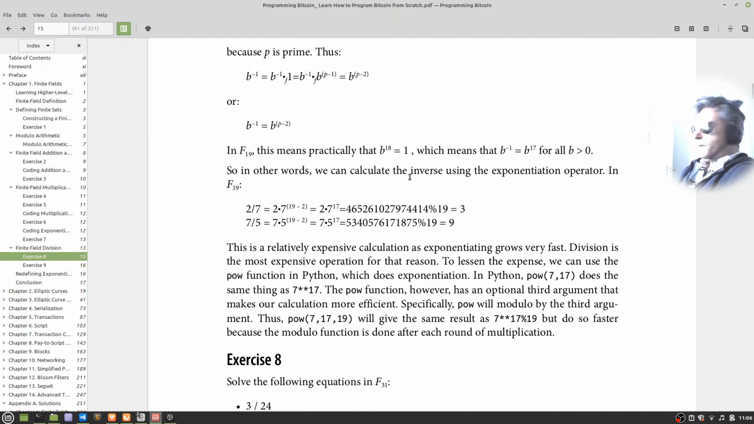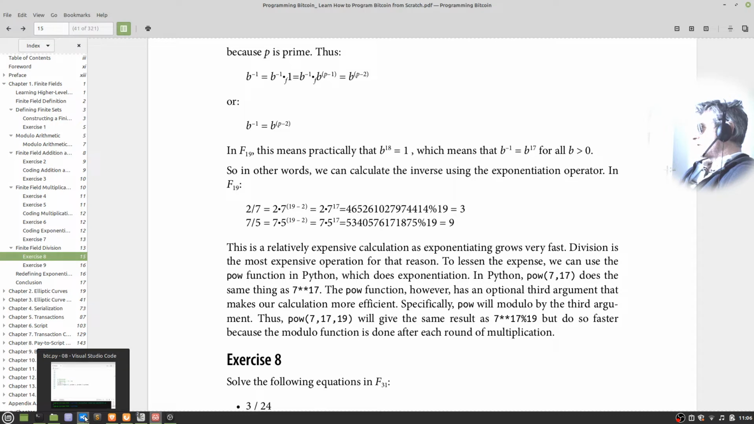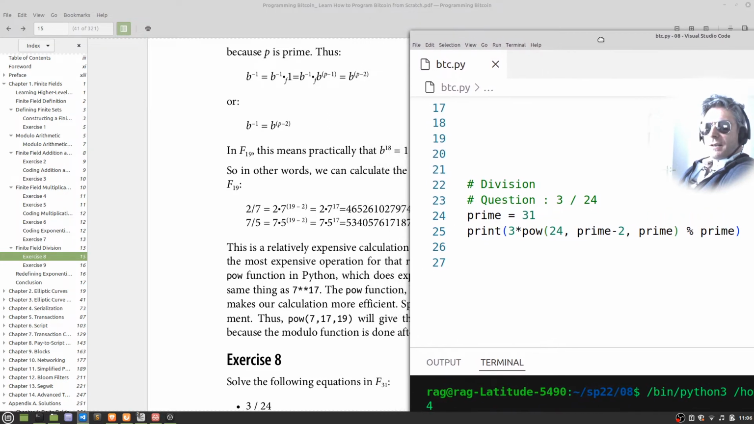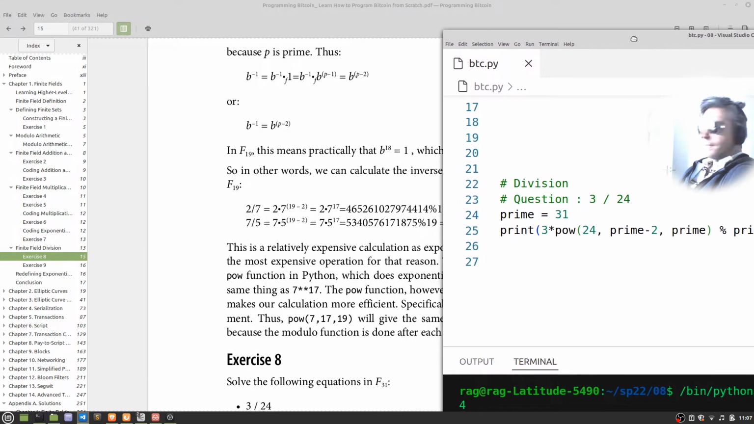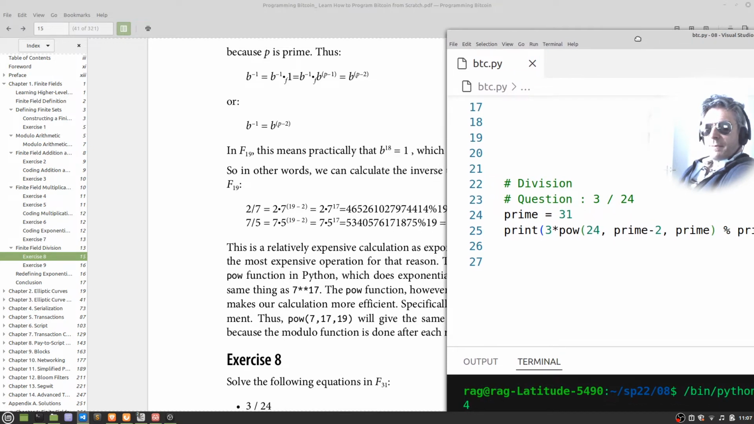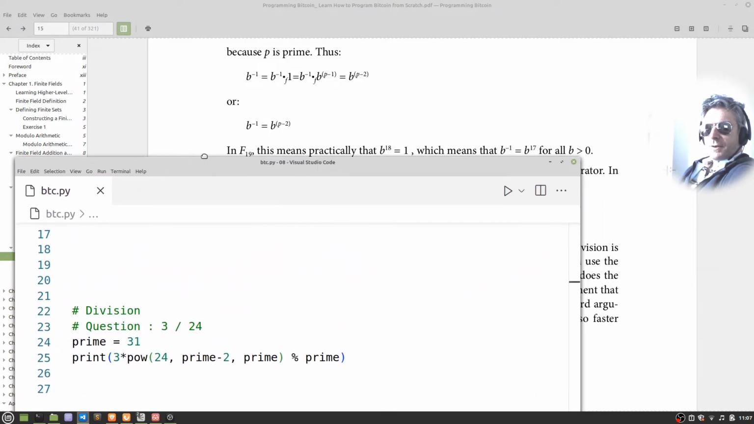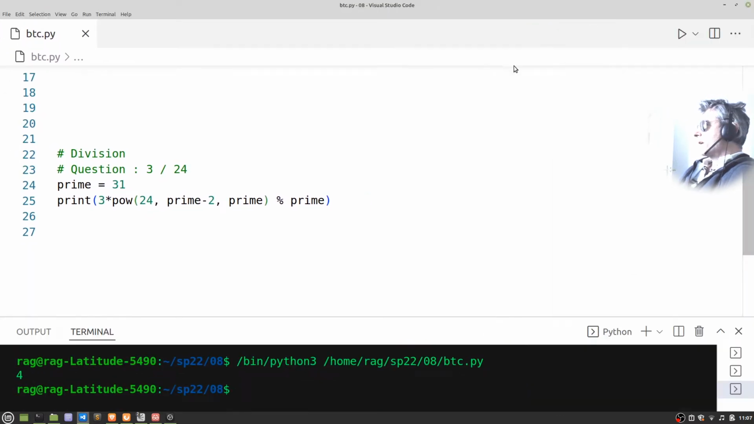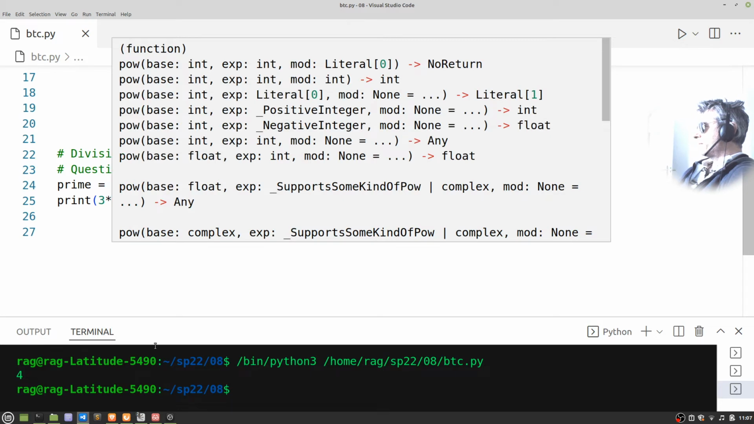So here's where I've got my example, so let's move that across slightly. I'm going to make this full screen. There we go. So 3 over 24. What is 3 over 24 where the finite field length, the prime, is 31? So this is using Python, POW.